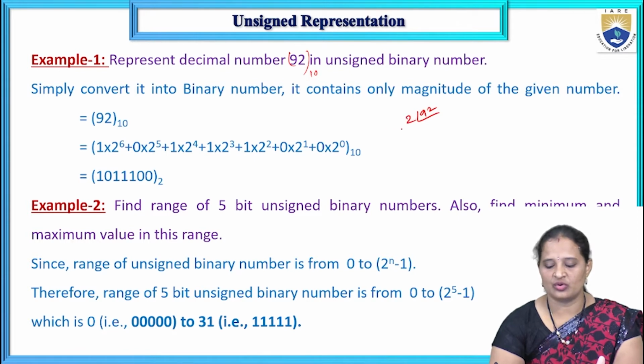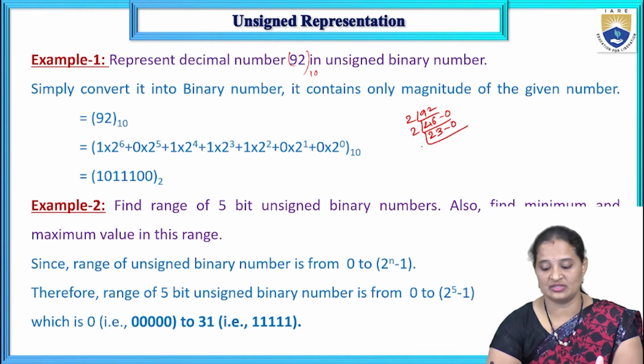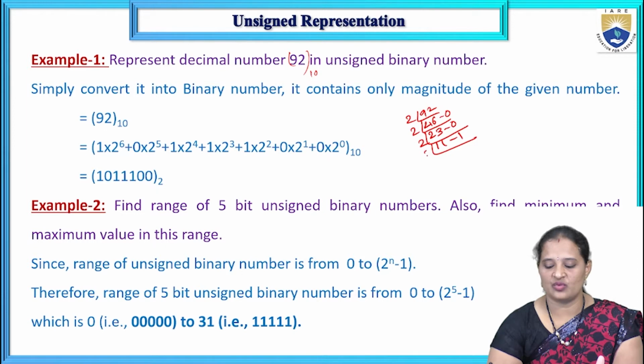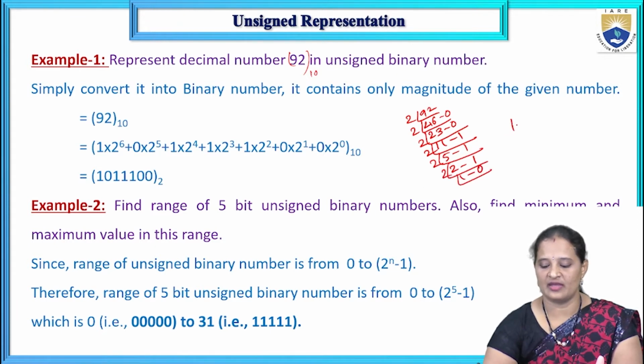92. 2 4s are 8, 2 6s are 12, so the remainder is 0. 2 2s are 4. Next, 2 3s are 6, remainder is 0. 2 11s are 22, the remainder is 1. 2 5s are 10, remainder is 1. 2 2s are 4, remainder is 1. 2 1s are 2, the remainder is 0. And finally the answer is 1 0 1 1 0 0. So this is the answer.